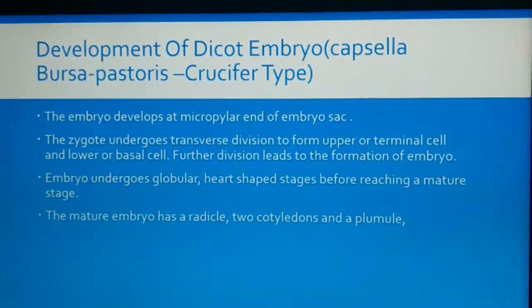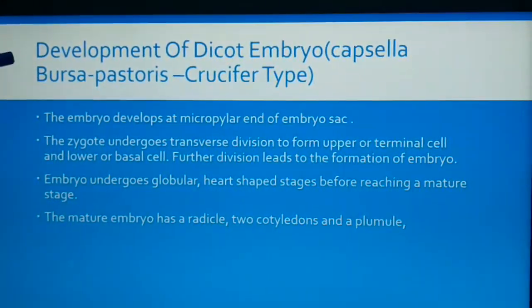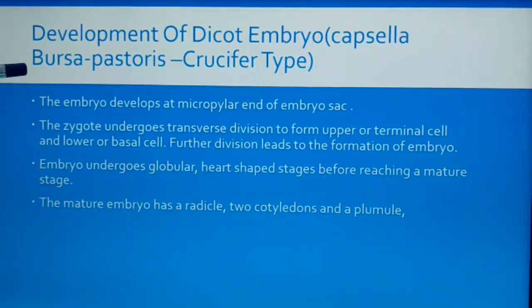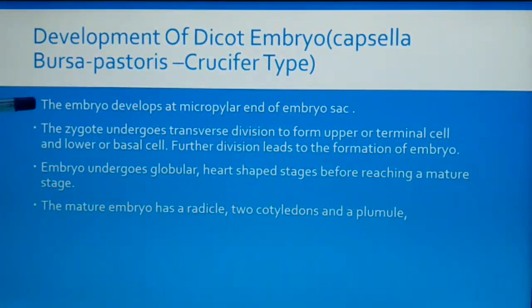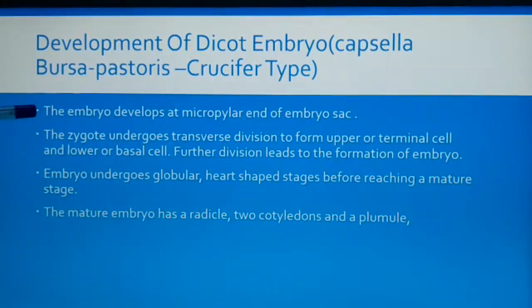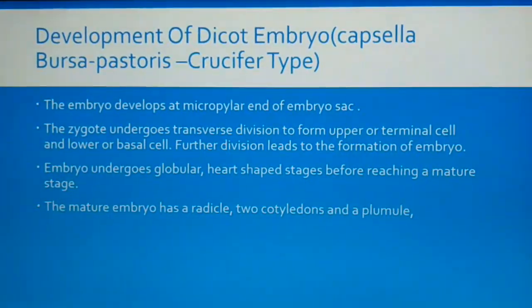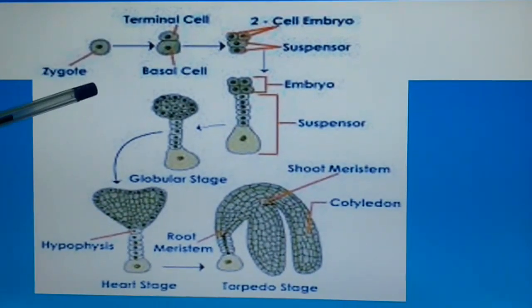Stages of development of dicot embryo. Example, Capsella bursa-pastoris. It is a crucifer type of plant. The embryo develops at the micropylar end of the embryo sac.